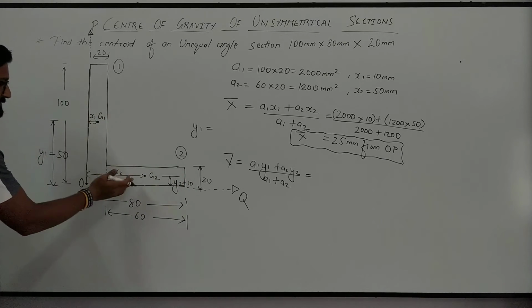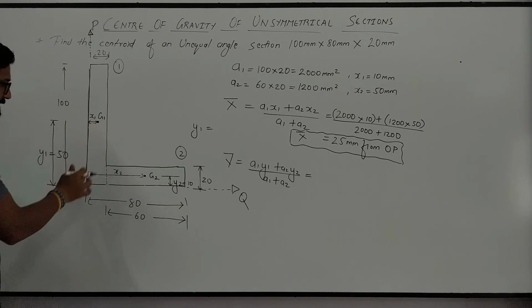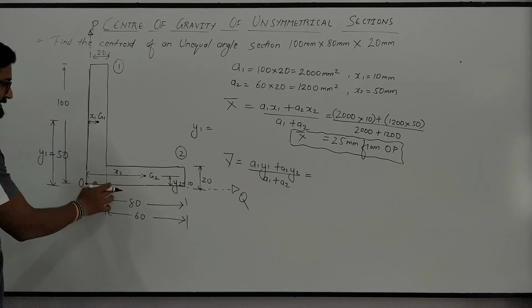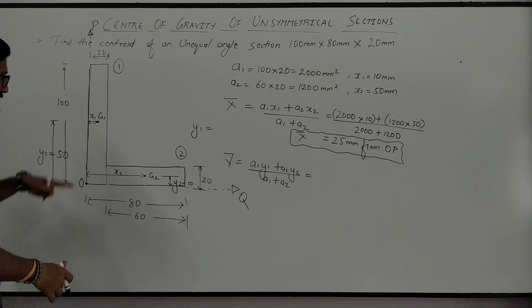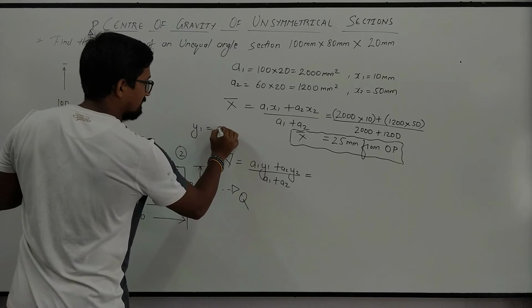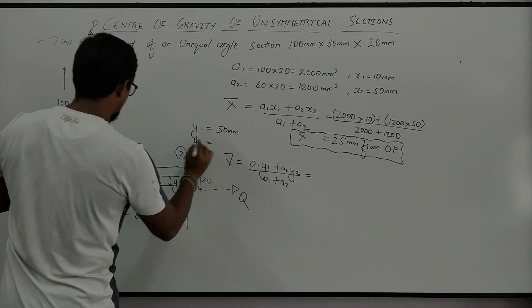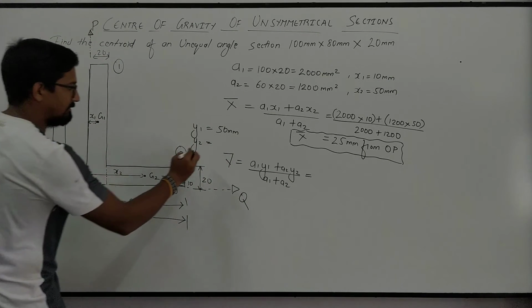Similarly, on the lines of x1 and x2, we are calculating y1 and y2. x1 and x2 were horizontal, y1 and y2 are vertical distances of respective CGs. So y1 we got 50 mm, and y2 is 10 mm.